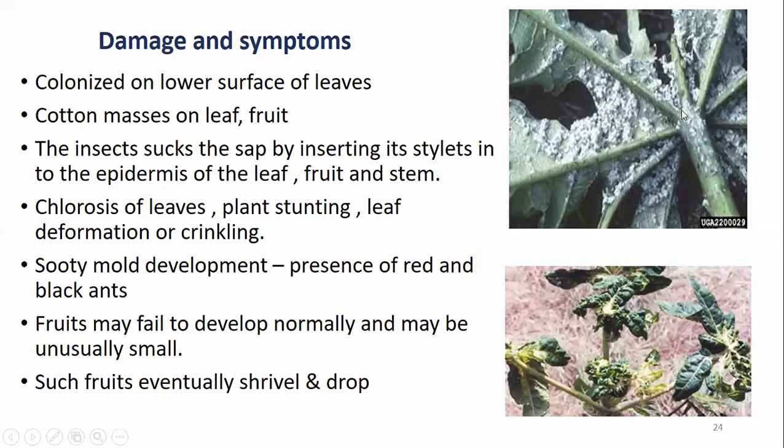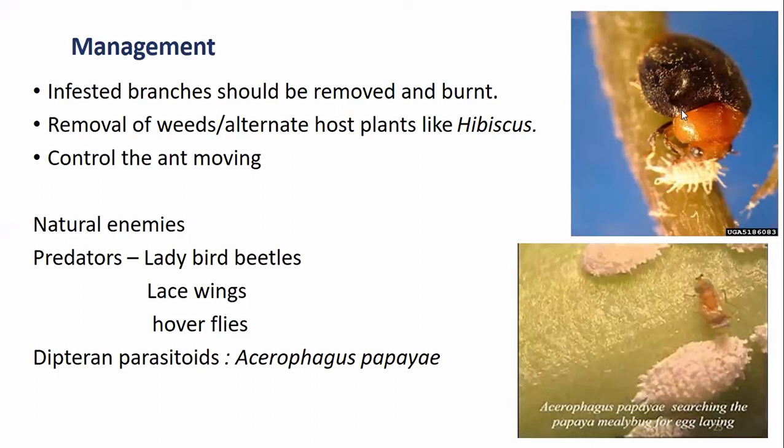Then we see the management practices. Infested branches should be removed and burned. Some weeds or some plants may be a cause for the mealybug, so remove the host plants and control the ant movement. Other than that, ladybird beetles, lacewings, and hoverflies are the predators of the mealybug. Acerophagus papayae is the parasitoid for the mealybug.